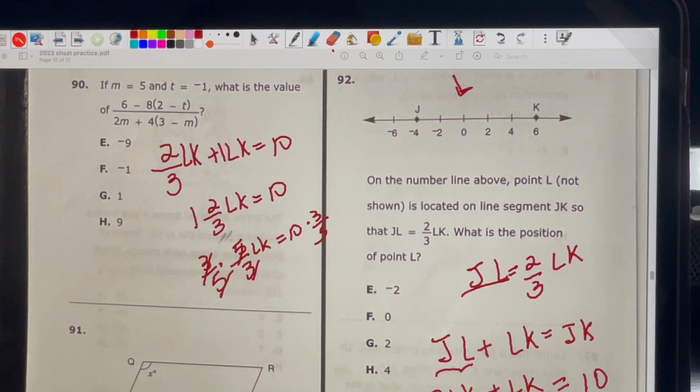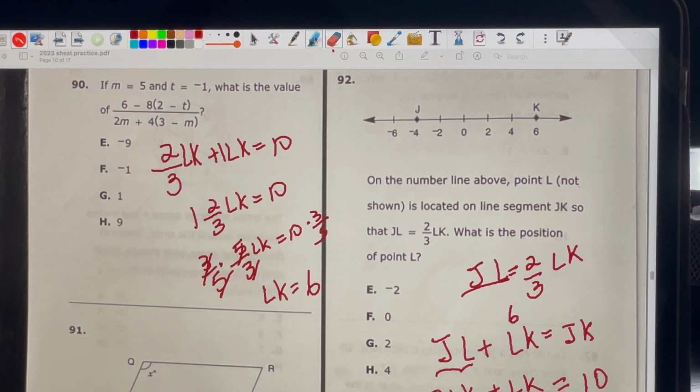That all cancels out. We're left with LK. And 10 times 3/5, what is this? Is 6. So now we know that LK is 6. I can put a 6 here.